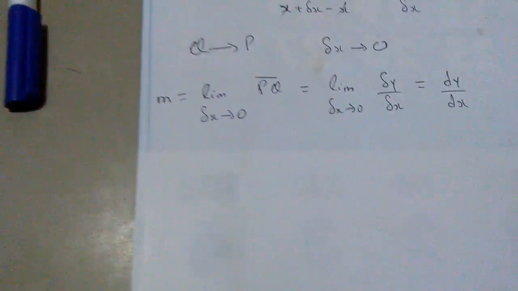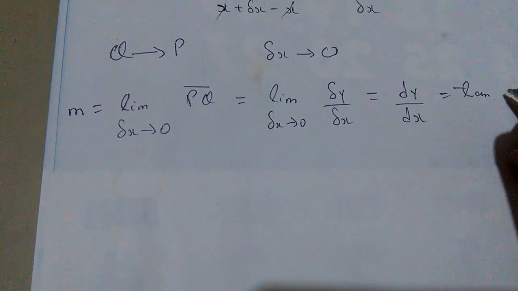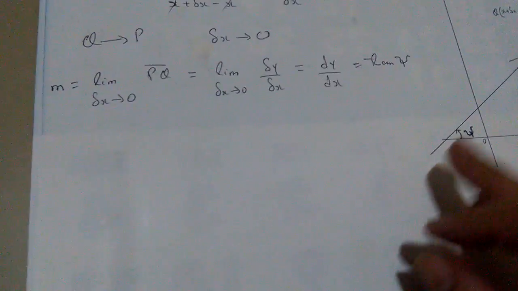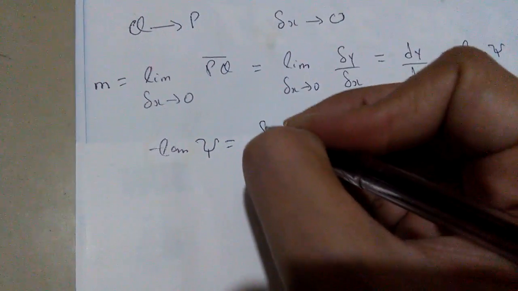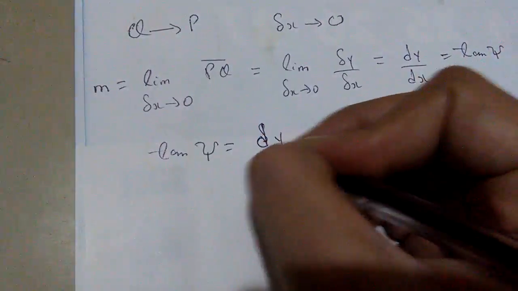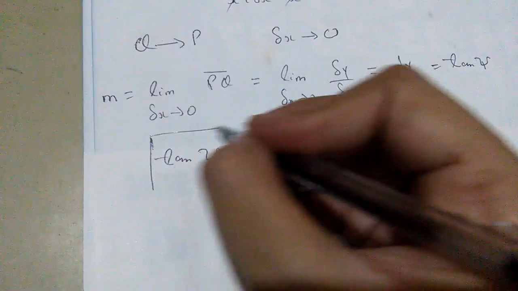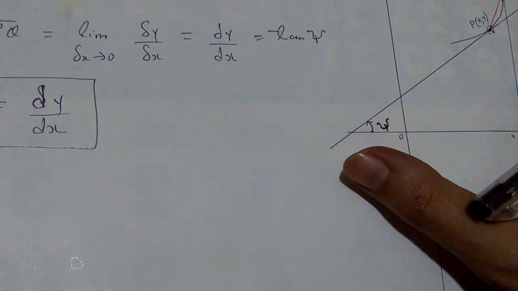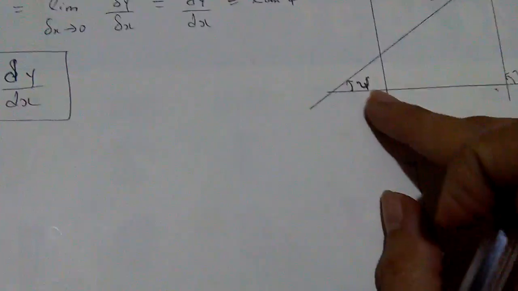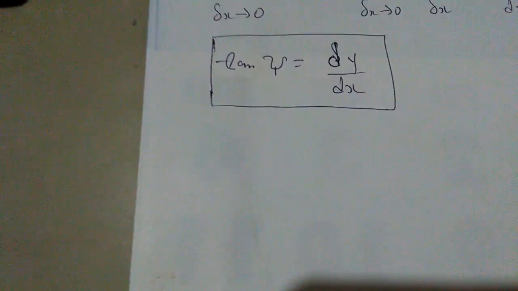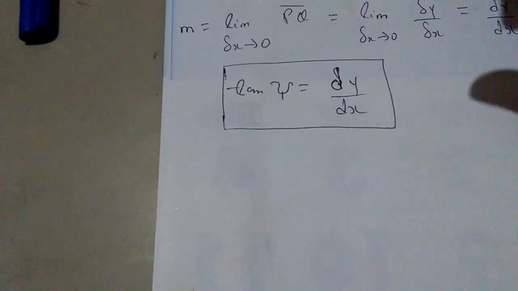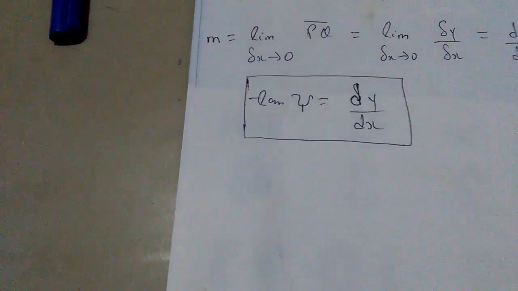So this slope is interpreted as tangent of your C. This tells me that tangent C is equal to dy by dx. Keep this in mind. This tells me that the slope of the tangent line, which is making an angle C with the positive x-axis, is equal to dy by dx. We are going to keep this safe because it is going to be applied in further derivation.